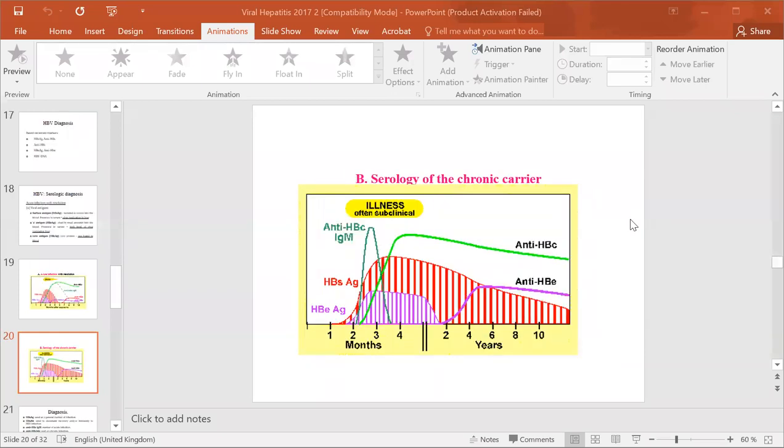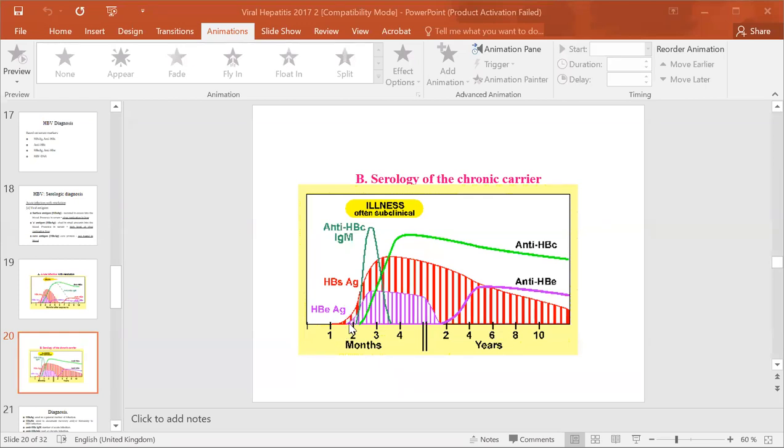Finally, serology of hepatitis B in chronic condition. Remember, when you get infected with this virus, some people end up with the hepatitis B virus for the rest of their lives. So how do you know that someone has chronic disease? Let's start with the hepatitis B surface antigen, the red one. You get infected, the antigen increases, it goes up, it goes down, but it never goes down completely. Remember the previous one, it disappeared, right?